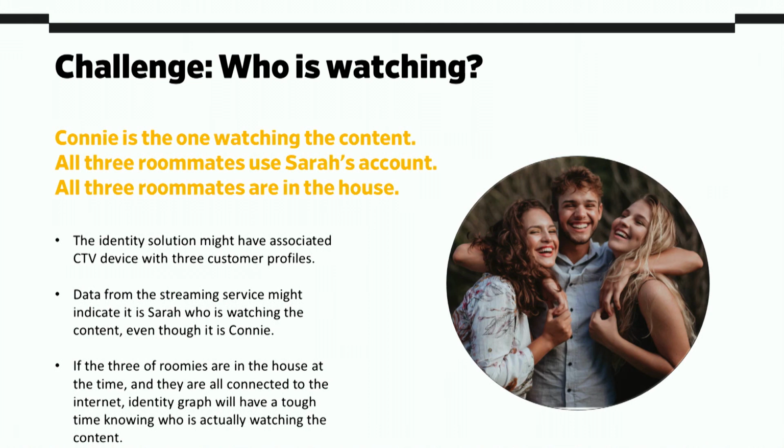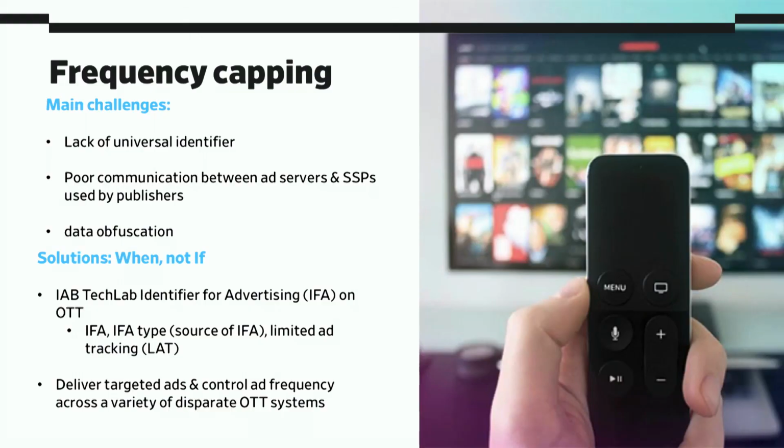One of the other challenges that I'm going to talk about is completely unrelated to this fictitious scenario of Connie and Sarah and John in their lovely roommate pad, but is the concept of frequency capping, which we are all very familiar with across mobile and desktop, but is a real challenge on OTT. The reasons for this are a lack of universal identifier across all the different disparate OTT systems. It's poor communication between ad servers and supply-side platforms used by publishers. The amount of pipes that one user's impression can go through on an OTT platform to get served an ad is staggering. These systems do not talk to each other very well.